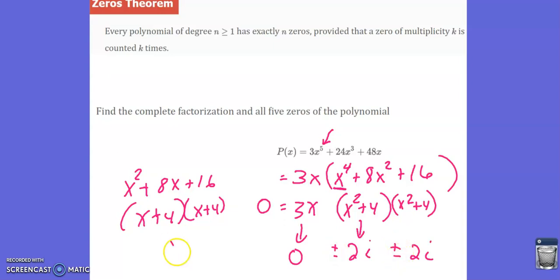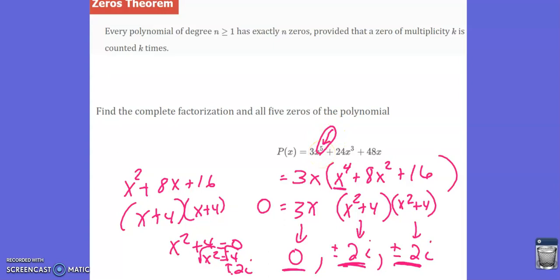So remember, x squared plus 4 equals 0, x squared equals negative 4, and then you take the square root of both sides. That's how we get plus or minus 2i. Right? So you're literally going to get those zeros, and notice that's a 0, that's 2 zeros, that's 2 zeros, and that adds up to 5 zeros. That's what we came up with.